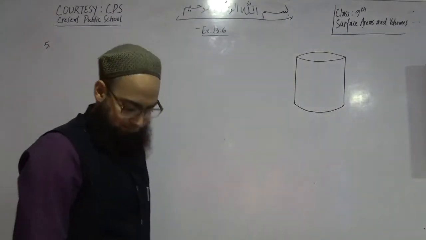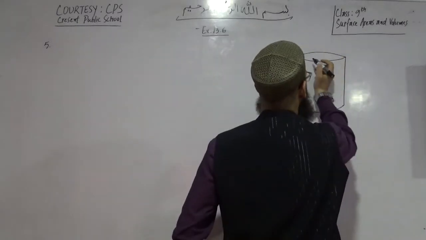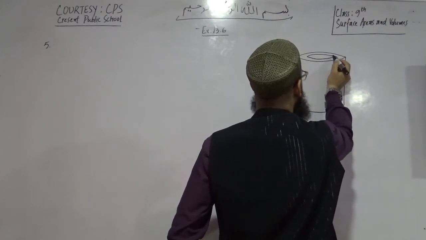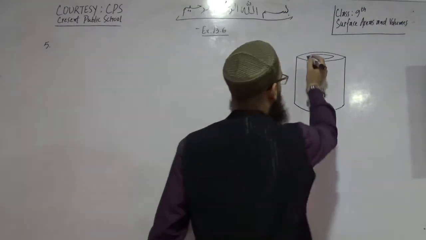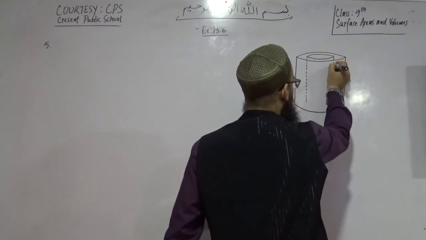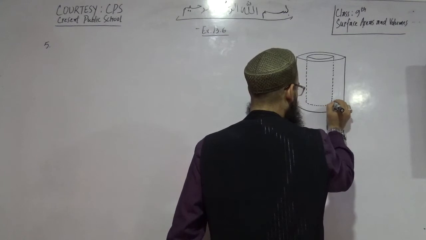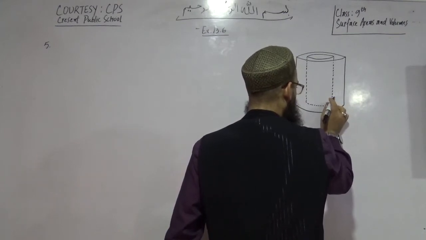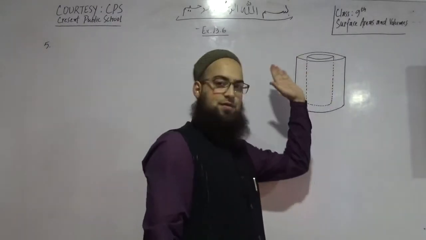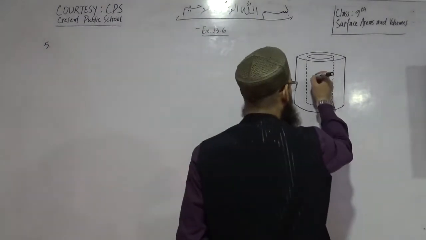This is a cylindrical vessel. To paint this inner curved surface area, it costs us rupees 2200.